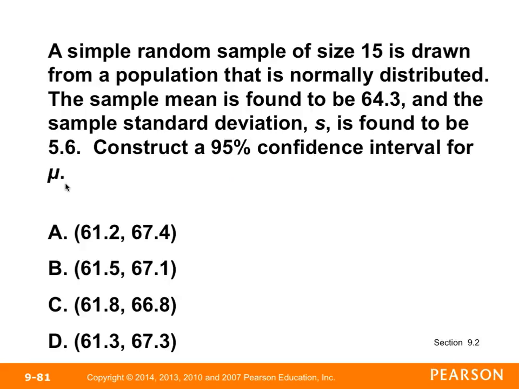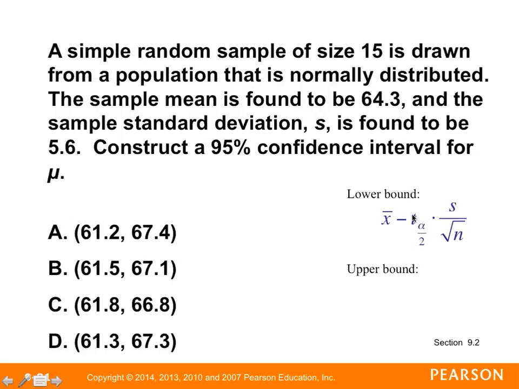Okay, I think this is the last one. Let's say a simple random sample of size 15 is drawn from a population that's normally distributed. The sample mean is found to be 64.3, and the sample standard deviation is found to be 5.6. We want to calculate a 95% confidence interval. You take your x bar, which is 64.3, and then you have to look up your critical value. So you're looking for t alpha over 2.